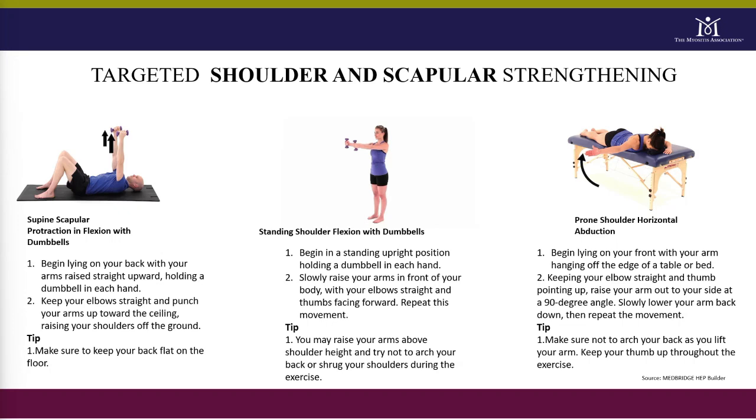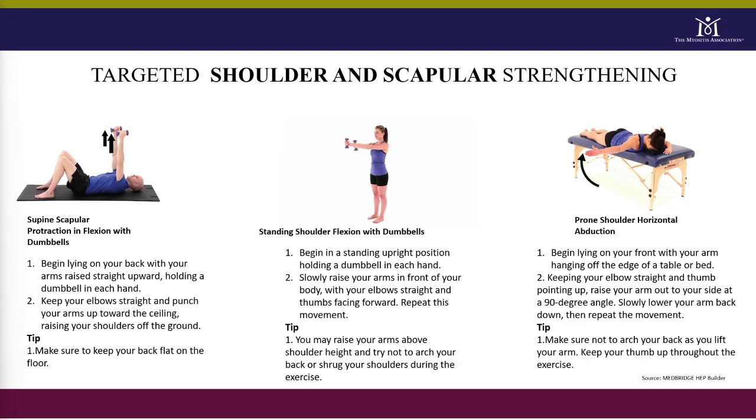So here are some exercises to strengthen your shoulder and scapular area. The first one is called the scapular protraction in flexion with the dumbbell. You're basically doing a punching movement while holding a weight. Keeping your elbows straight, if you cannot tolerate weights, you can start without the weights. You can just do the punching straight up towards the ceiling and then hold up there for a few seconds. But if you do need more challenge, you can use weights.